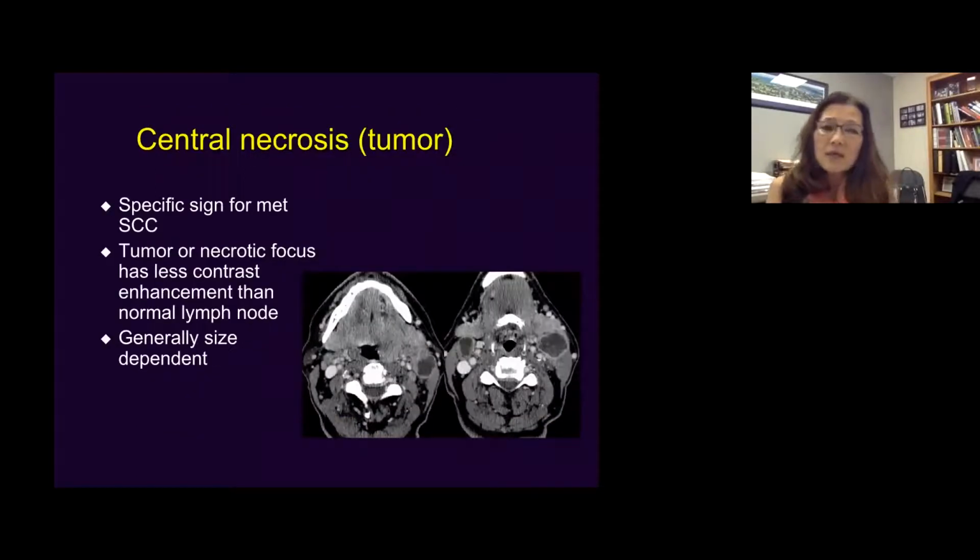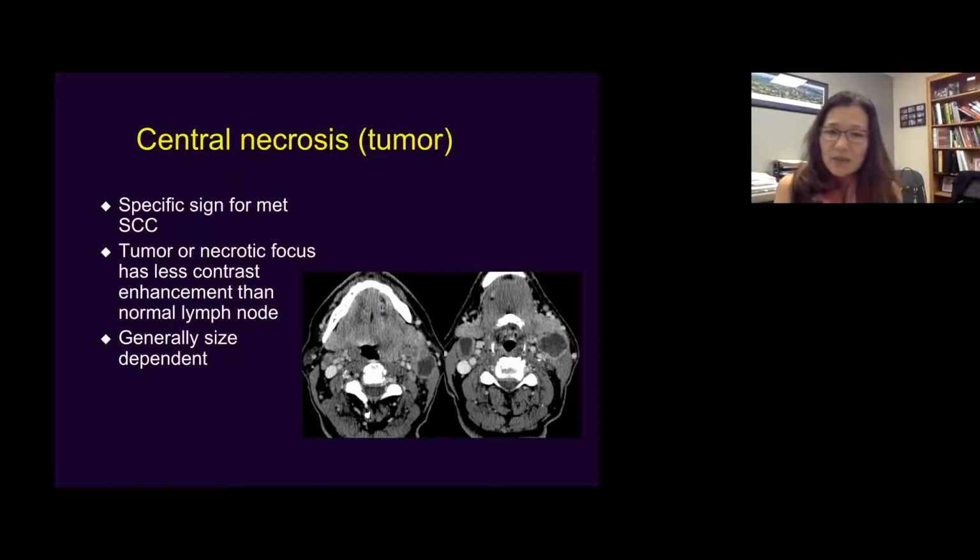So let me show you a couple of examples. This is a classic case of central necrosis from squamous cell carcinoma. A patient has a tonsil cancer extending to the base of the tongue, and there's bilateral nodal disease with central necrosis. You see the central area is less enhancing compared to the periphery of the lymph node. Because the tumor takes time to enhance, to get a contrast enhancement, compared to normal lymphoid tissue. So the area is not necessarily cyst, but it's necrotic tumor inside.